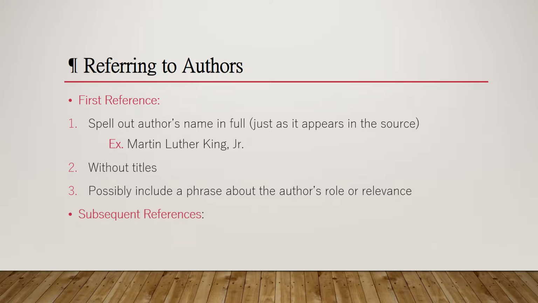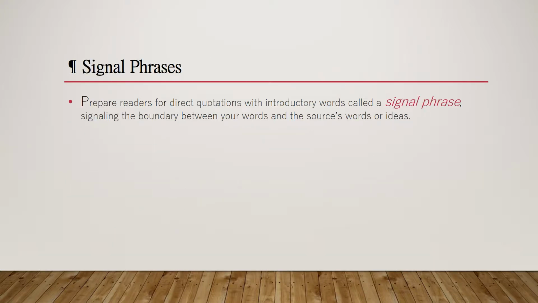Then, in all subsequent references, writers use only the author's last name, for example, King. For further information about referencing an author, please see Turabian, A Manual for Writers 24.2.1.